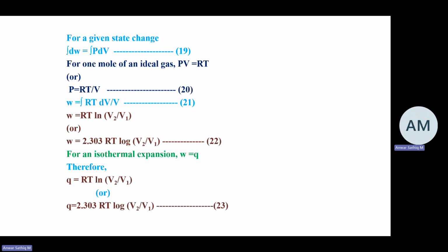For an isothermal condition, W is equal to Q. Therefore, the value of Q is also equal to W. Therefore, Q is equal to 2.303 R into T log V2 divided by V1.